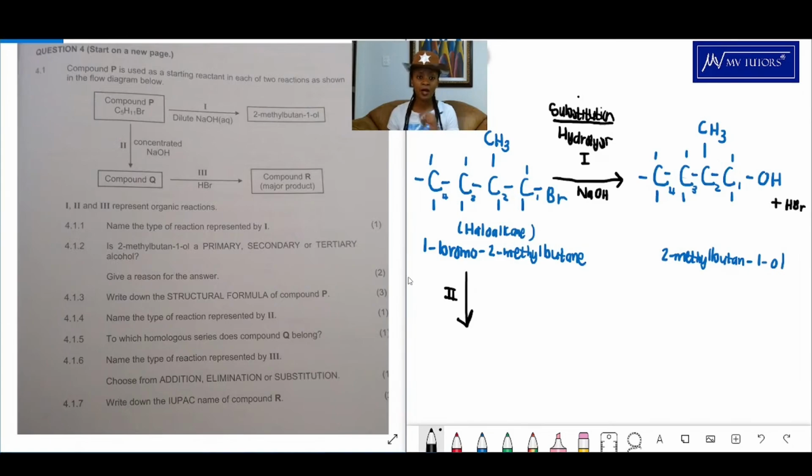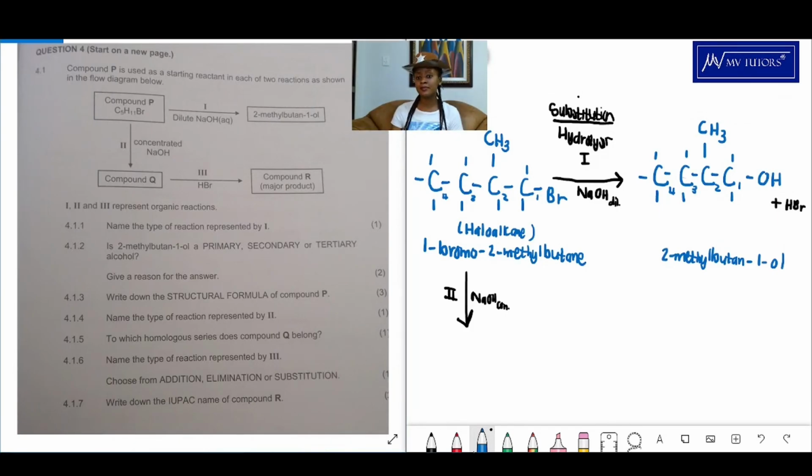And there we have concentrated sodium hydroxide. So this one is dilute, and this one is concentrated. Now we have compound Q. If it is concentrated sodium hydroxide, compound Q, guys, if you really go through your reactions, you'll see that that is where we have dehydrohalogenation. You're actually dehydrating this thing. It's undergoing dehydrohalogenation because of that halogen there, that Br.